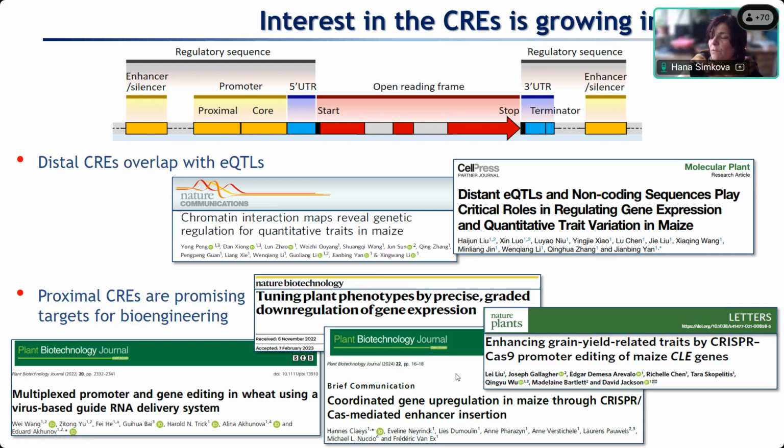But if you look at the titles, you can see that most of these papers have been done on maize. Also, quite a lot of work has been done in wheat, but if speaking about barley, it's really just a very small amount of data and very limited knowledge about these elements in this definitely important crop.